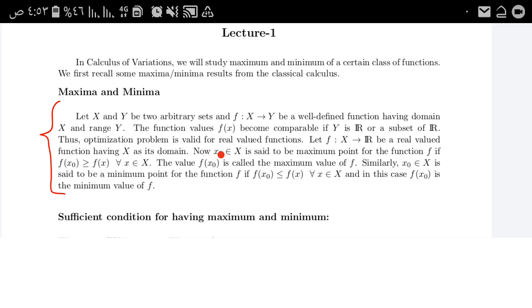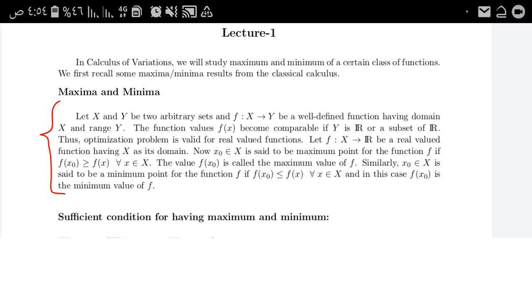Pay attention to the differences between these two definitions, x0 and f(x0). They have two different definitions, maximum point and maximum value. Similarly, x0 is said to be a minimum point for the function f if f(x0) is less than or equal to f(x) for all values x. And f(x0) in this case is called the minimum value.